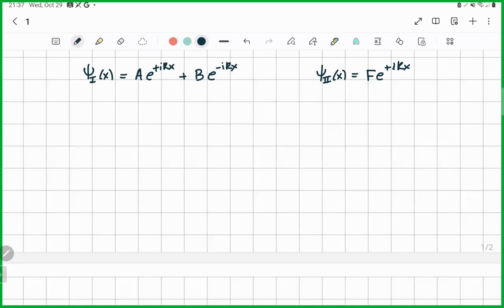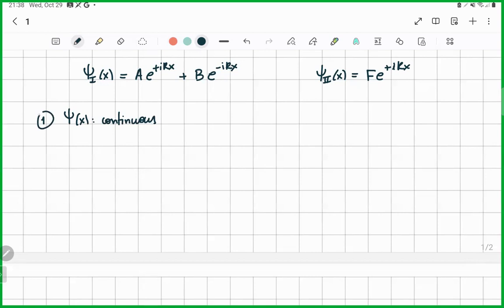Well, you see, there are many unknowns here. There is A, B, F, and K. Too many things that we don't know. Well, let's play with the properties of these functions to see what else we can do. We know that there are two properties. First, continuity. The wave function has to be continuous.